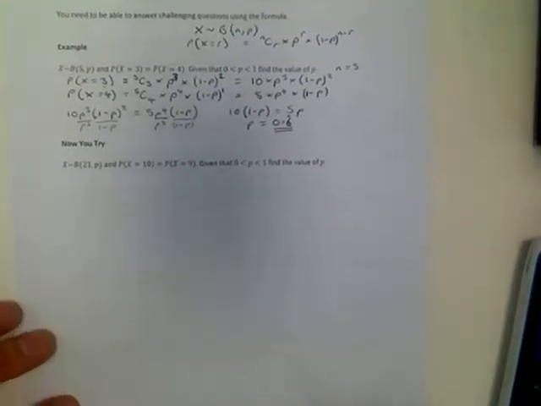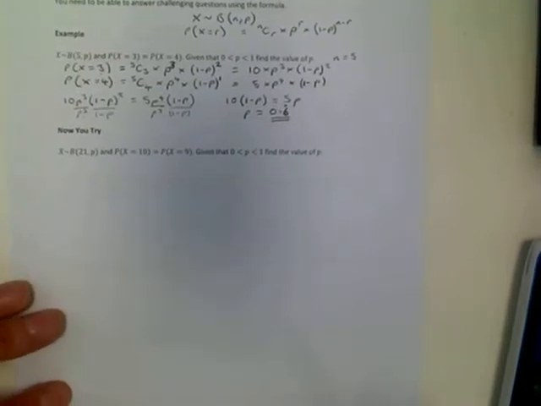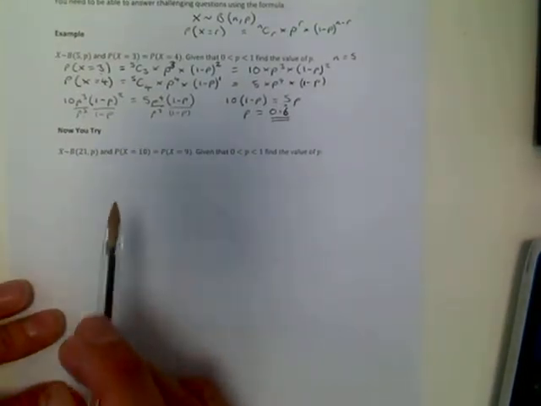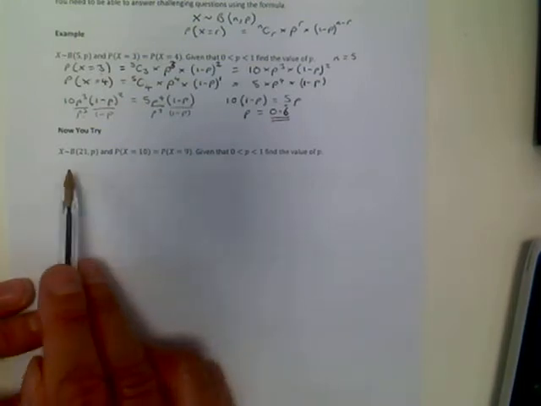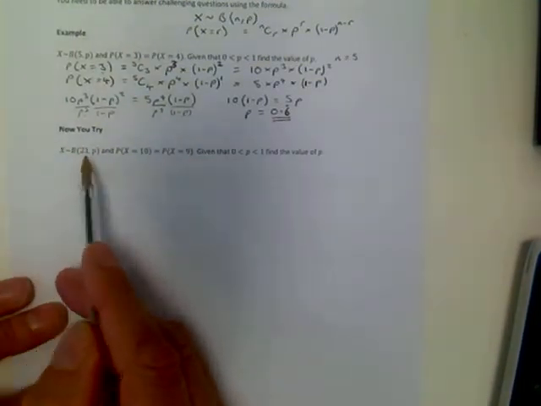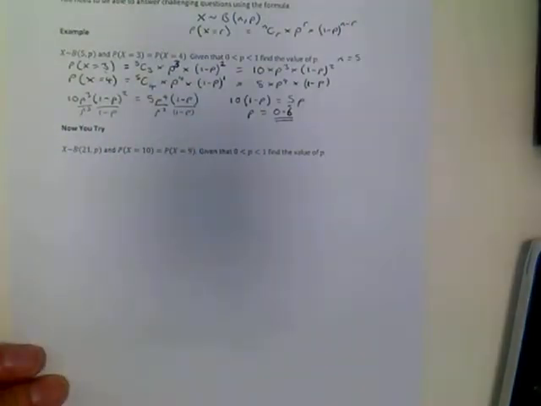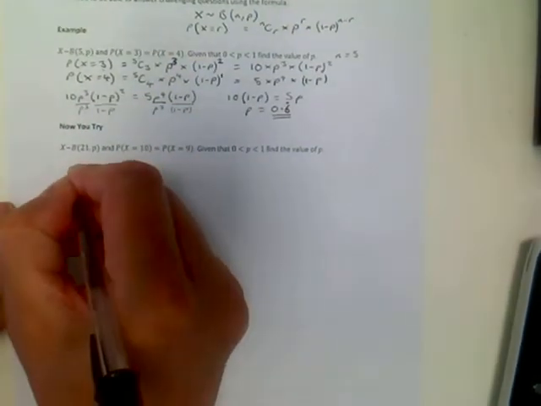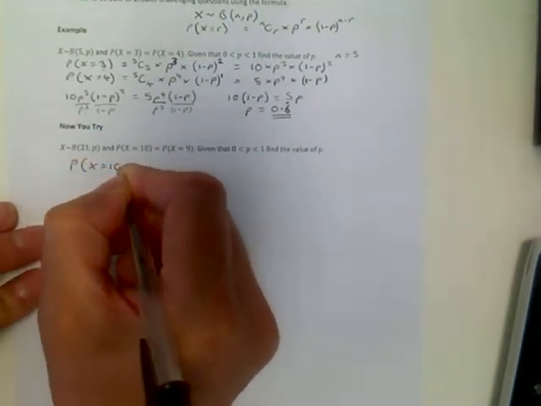Okay, so here's your solution for the second part. A very similar type of question. I'm given the binomial without the probability, and I'm told that two probability statements are equal. So let's work out the probability of x being equal to 10.